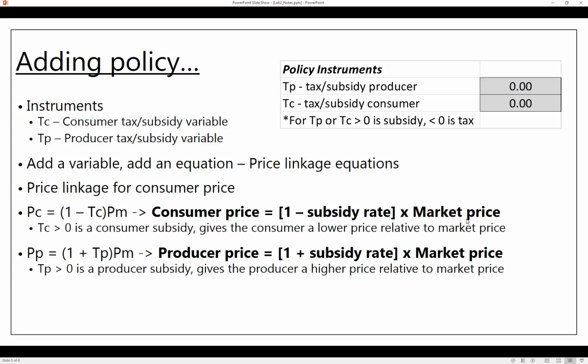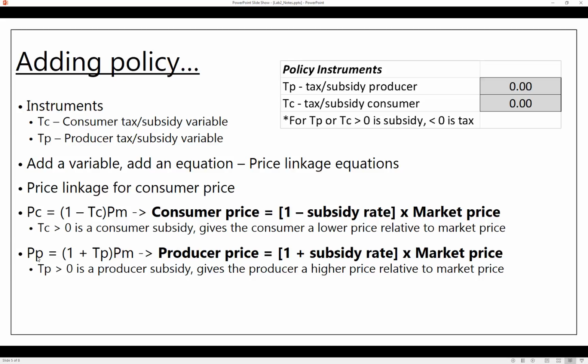Well, take the market price, and if this subsidy rate is positive, let's say it's 0.05, then 1 minus 0.05 is 0.95. That means the consumer is actually only paying 95% of the market price. Consumers like low prices. And so that's why, if we write the price linkage equation this way with a negative sign in front of the consumer policy variable, TC greater than 0 is a subsidy, it gives them a lower price relative to the market price.